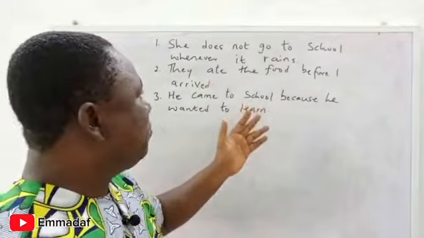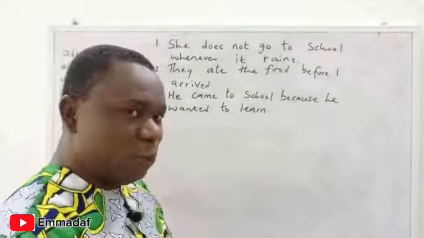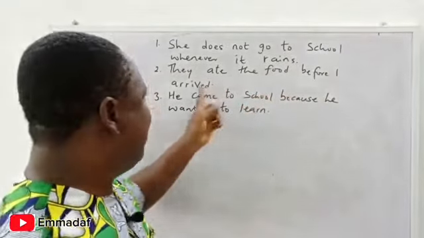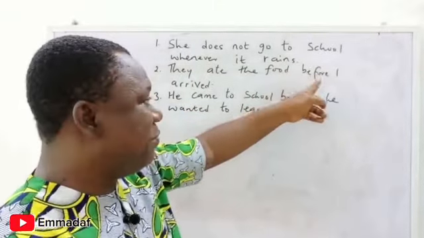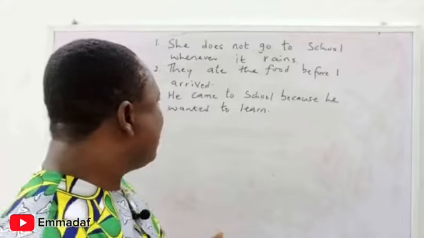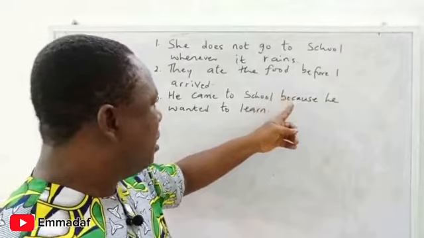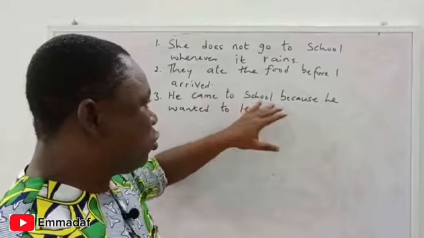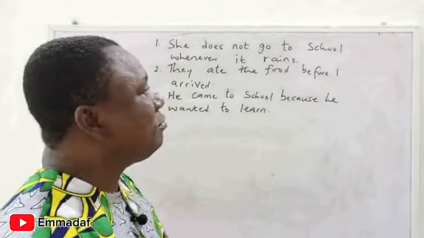They ate the food before I arrived. The main clause here is they ate the food. And the subordinate clause is before I arrived. In the third sentence, he came to school because he wanted to learn. The main clause here is he came to school. And the subordinate clause is because he wanted to learn.